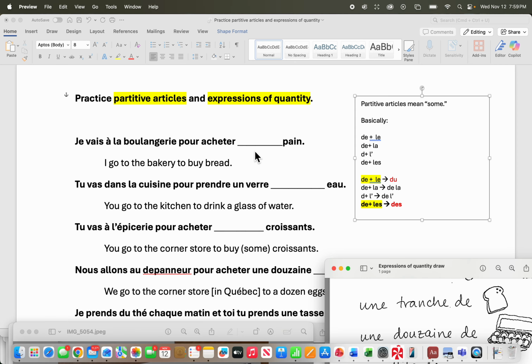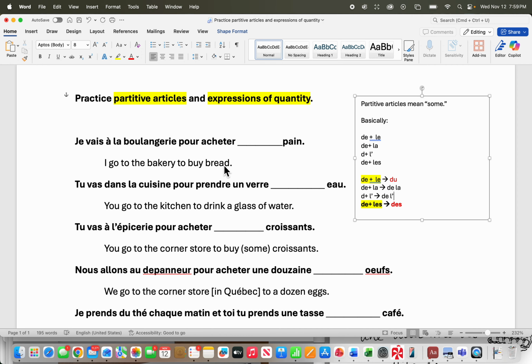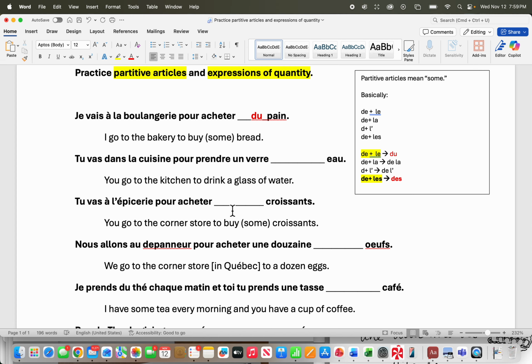Je vais à la boulangerie pour acheter something, pain. I go to the bakery to buy bread. Okay, so to buy bread, could you also say some? If you could also say some, then you know you are going to use a partitive article. And because we say le pain, we're going to use de plus le, and that is du, pour acheter du pain.